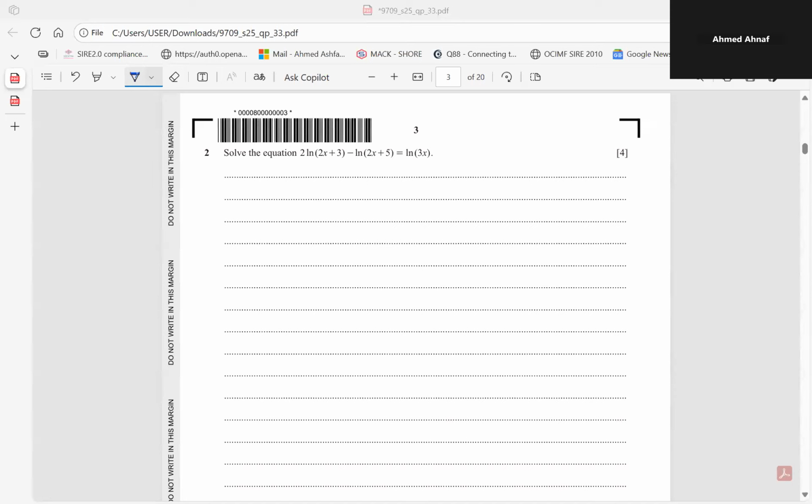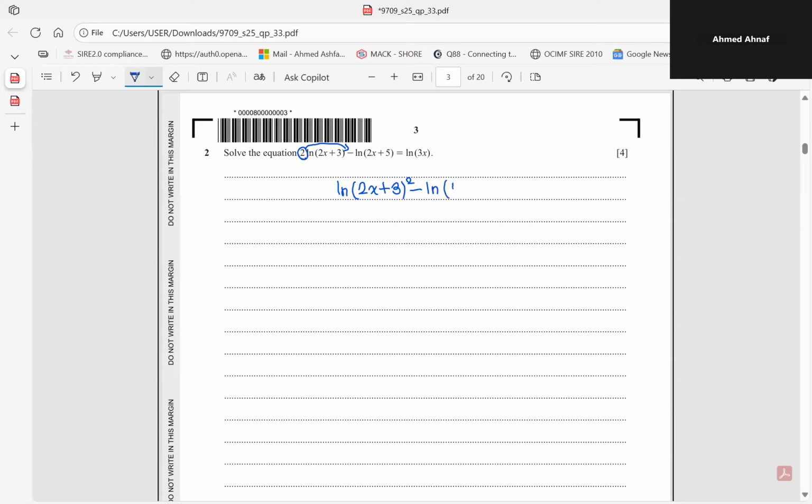Okay, so for this question, we're supposed to solve this logarithmic equation. To first solve this, we're supposed to make sure that both sides are expressed in terms of a single logarithm with the same base. So in order to do that, we can first move this 2 into here using our power rule. So this would be ln 2x plus 3 squared minus ln 2x plus 5 equals ln 3x.